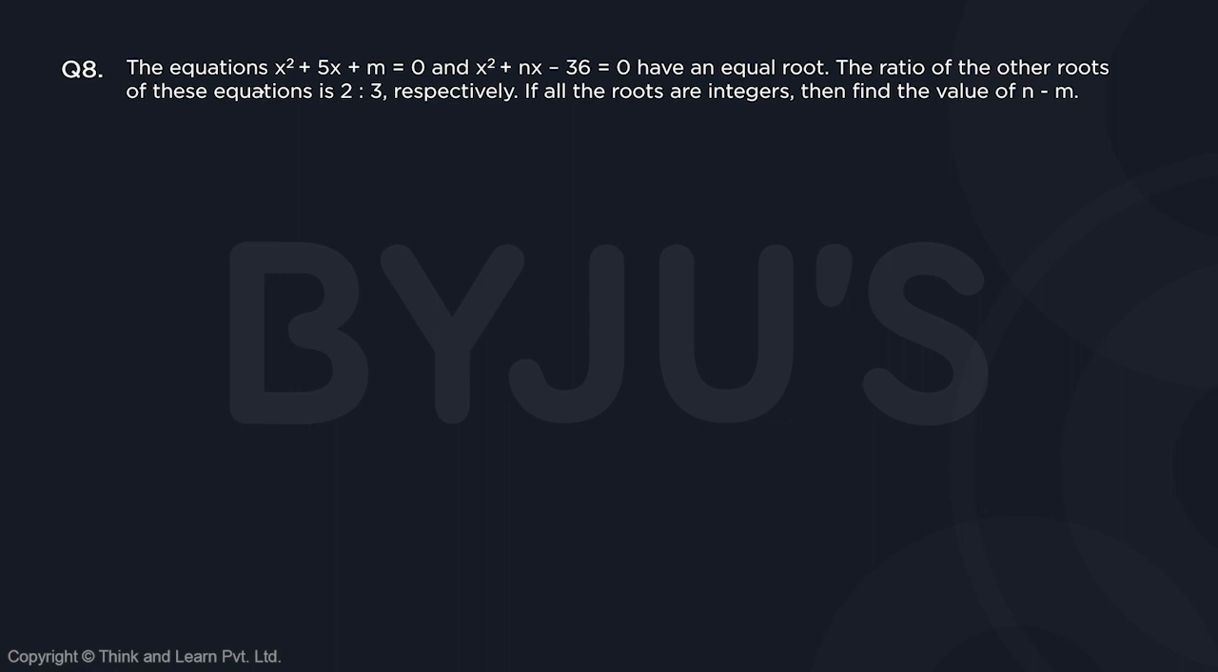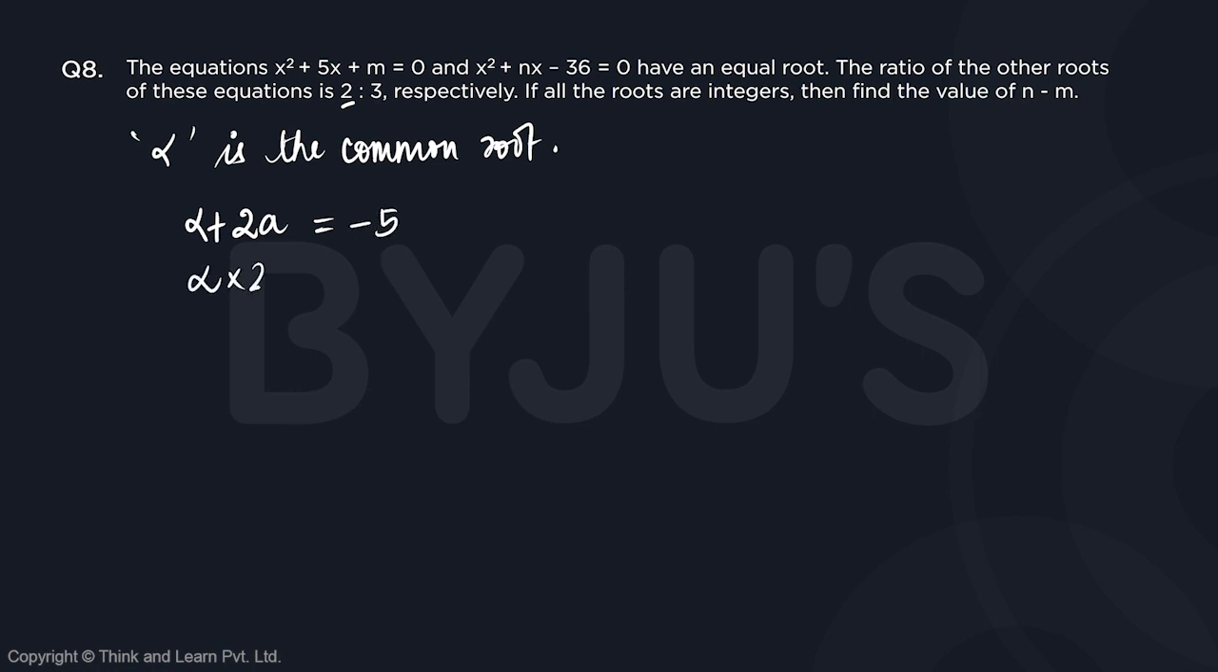So let's say alpha is the common root. From the first equation, alpha plus the other root, which we call 2a, is given as −5, and the product of the roots, alpha into 2a, is going to be m. From the second one, alpha plus 3a is going to be −n, and alpha into 3a is going to give us −36.